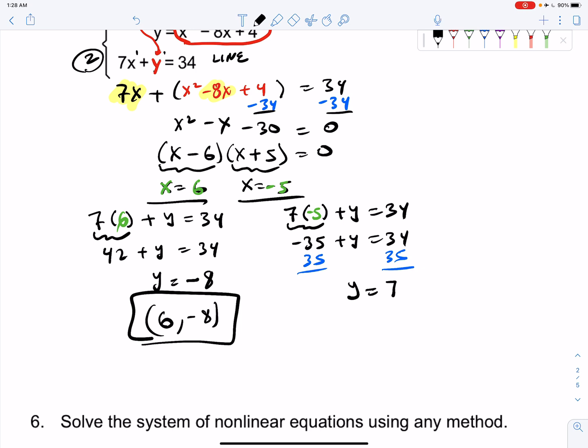What am I doing? That's 69. Whoops. I can't even read my own writing. That's a 5. There we go. So that's going to be 69. So the solution is, the first one is right here, 6 comma negative 8. Then we got negative 5 comma 69.